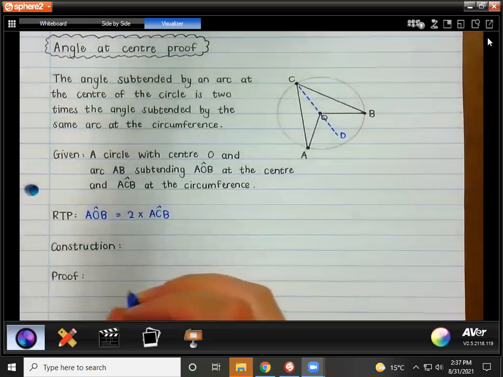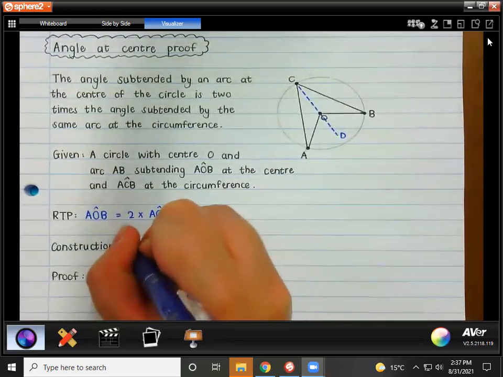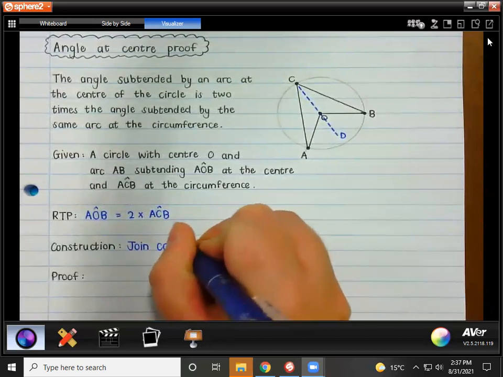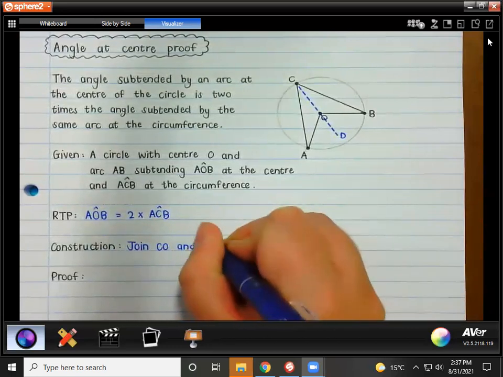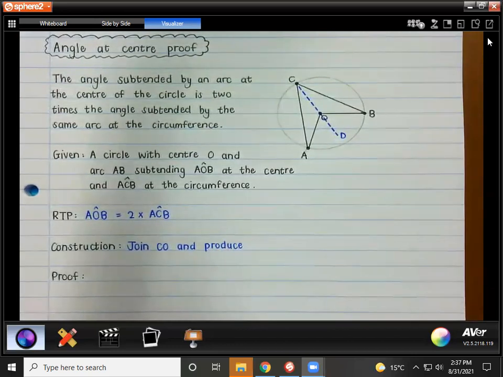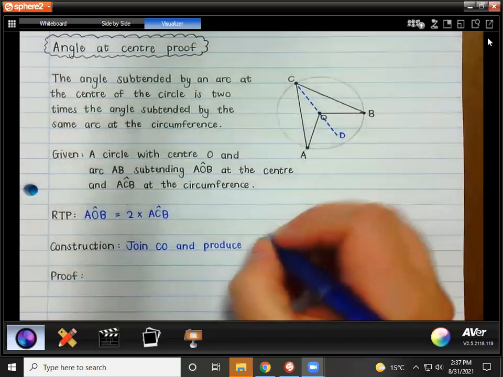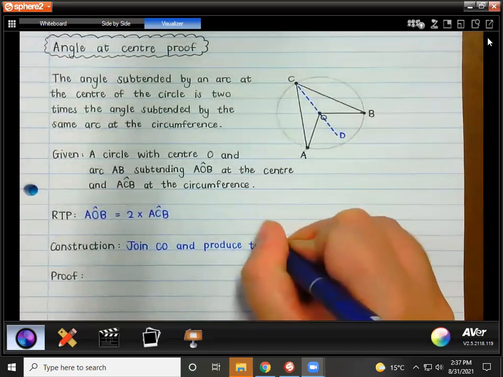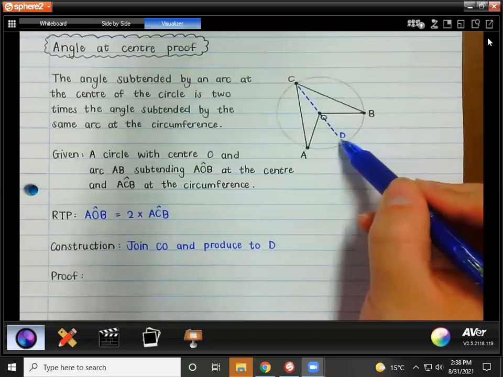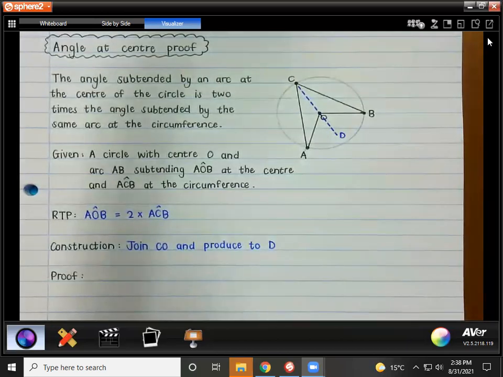So the construction, what did we do now? We joined CO, so join CO and produce, which just means lengthen or extend. I suppose you can use the word extend if you want. Produce to D. So we are joining CO and making it longer, and where we stop, we have point D. Guys, just let point D still be inside the circle. Don't extend it all the way out.